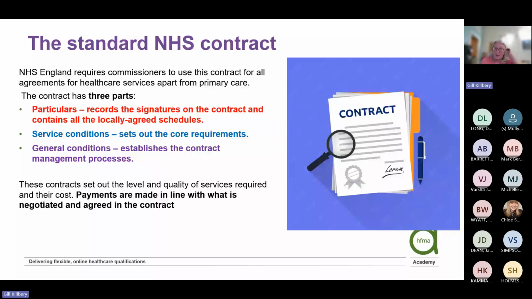Within that contract, you've got three parts. You've got the particulars, which have got your activity levels and the contract prices split into fixed and variable. We're going into that later. You've got the service conditions. So these are the clinical services and terms, what it is you're going to provide and to what quality. And then you've got some general conditions. These include termination and renewal terms, definitions, dispute resolution processes, that sort of thing. And what providers get paid is as per that contract.